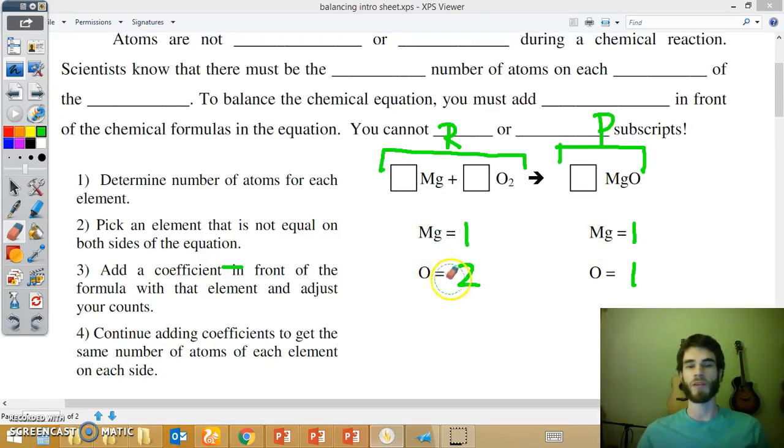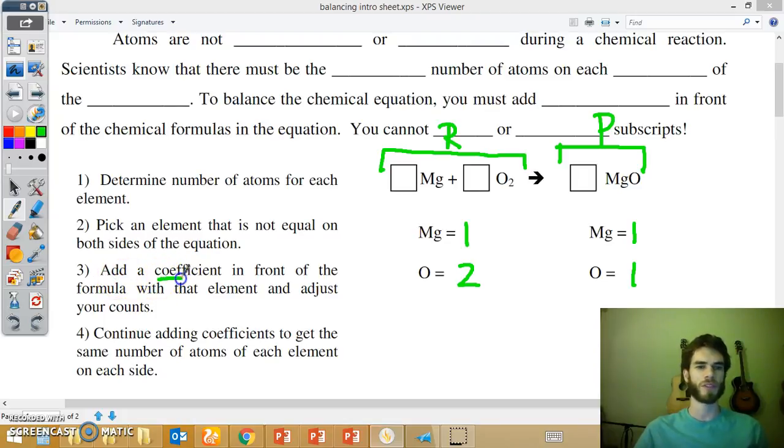Now here it's already been done for us, but in your problems you'll have to actually write out magnesium and then the number, oxygen and the number, and then write it again over here underneath the product side. So you have to make your list, and it's very important that you do that. Otherwise you increase your chances dramatically of getting the problem wrong.